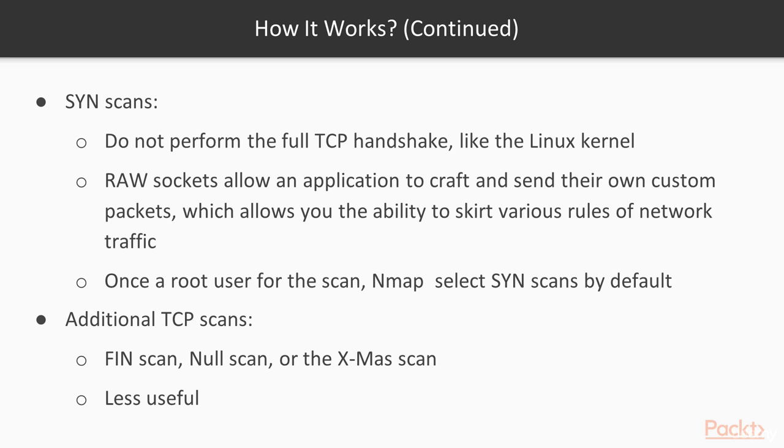Once you are a root user for the scan, Nmap will select Syn scans by default. Additional TCP scans are available, for example, the Fin scan, null scan, or the Xmas scan. These scan types tend to be less generally useful. However, you may find interest in reading more about them later.